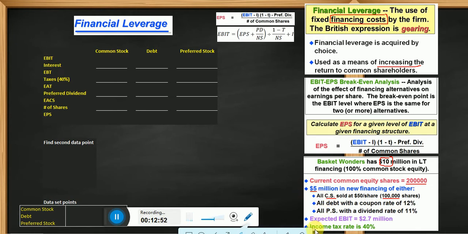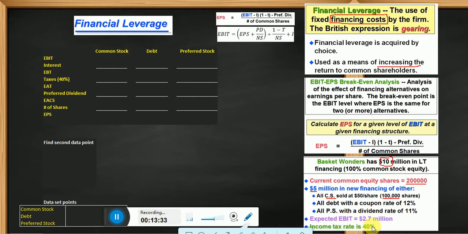Now, how much is the expected EBIT? $2.7 million. What does this mean? This means if the company raises $5 million, puts it in a business, and generates sales with the help of this $5 million, then there is an expected EBIT of $2.7 million, earning before interest and taxes. By raising $5 million, the company is expected to generate $2,700,000.